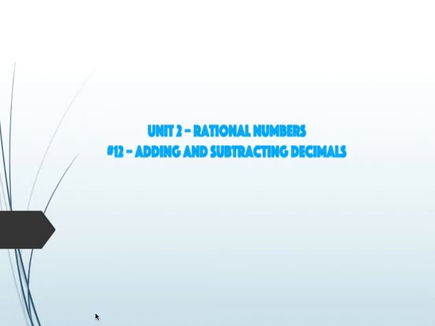Today we are going to continue our lessons on rational numbers. For the past few lessons we've been talking about converting between decimals and fractions, fractions and decimals, decimals and percents, and so on. So lesson number 12 is simply on decimals, adding and subtracting.